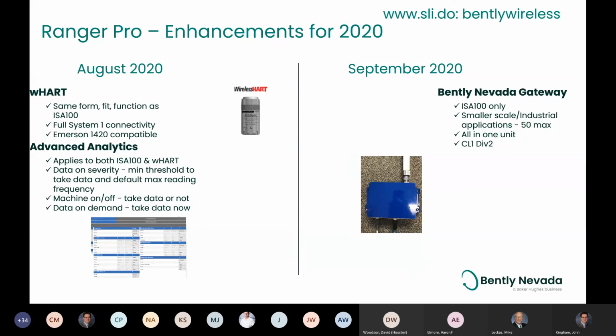It is a smaller scale, industrial applications, no more than 50 Ranger Pros per gateway. And it is an all-in-one unit, so you don't have that field device and the gateway is just all self-contained. It is Class 1 Div 2. So I do know that the Honeywell system, at least, you have the capability of getting a Class 1 Div 1 field device. So if you need that, Honeywell's the way to go. Otherwise, we'll have you covered.